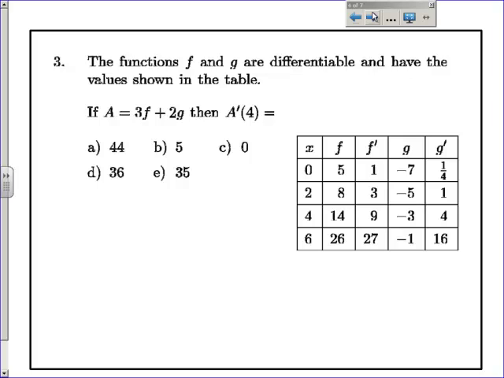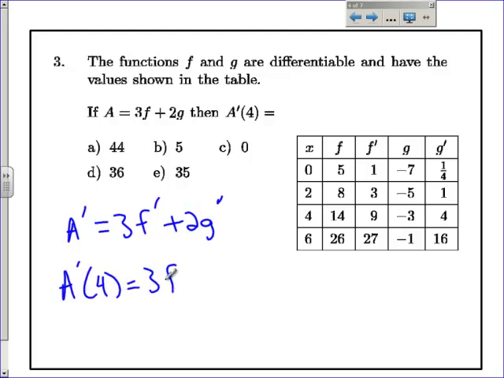Now let's combine these two. What if I've got constants in front of f and g? Well, like I said before, when you take the derivative and you have a constant in front of a function, just let that constant sit there. So a prime is going to equal 3 f prime plus 2 g prime. See how those constants just sat there in front of the functions? That's the constant multiple rule.